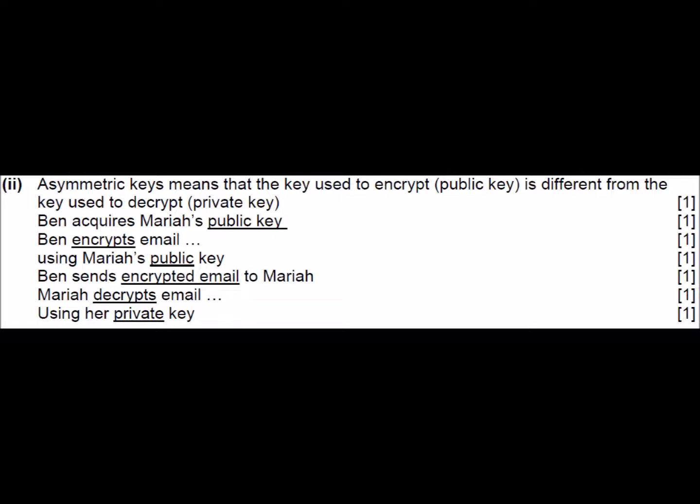In fact, the answer would play out much like my Amazon example earlier, except instead of Amazon, the person with the private key is Mariah. So anyone can take Mariah's public key, but only Mariah's private key can decrypt messages.